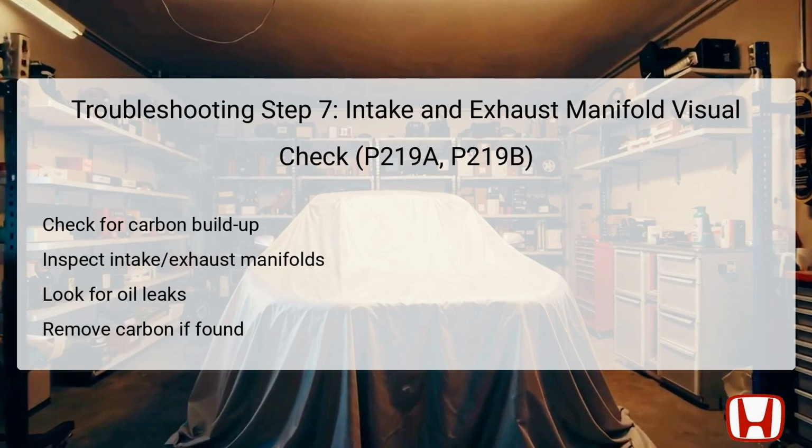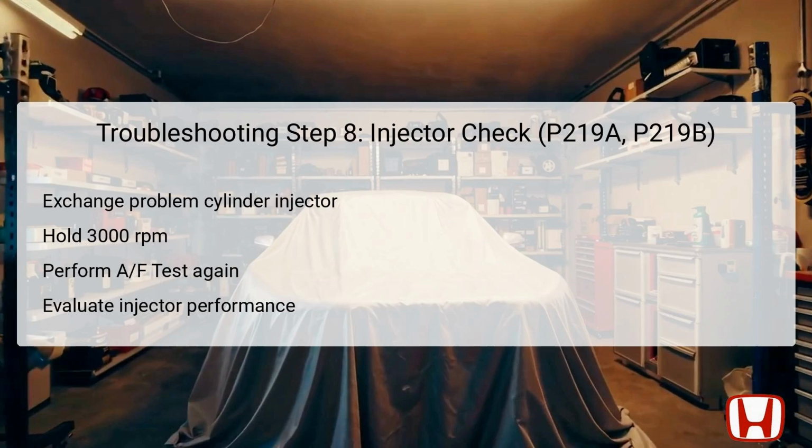If leaks are evident, they should be repaired, and carbon deposits should be cleaned out properly to restore normal airflow. If no signs of obstruction or leaks exist, you can proceed to the injector check as the next step in diagnosing the codes effectively. The final troubleshooting step involves inspecting the injectors by switching the injector from the affected cylinder with one from a healthy cylinder. This process helps determine whether the symptoms are indeed related to a fuel injector failure.